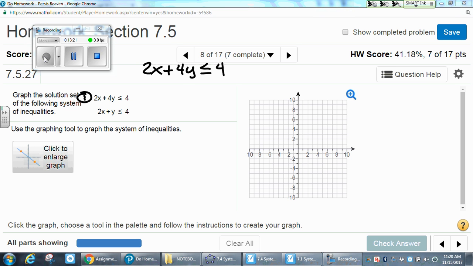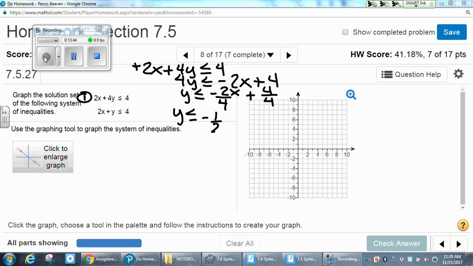So to solve for y, first we subtract 2x. And then we need to divide by positive 4, so there's no need to reverse the inequality symbol. So this will be y less than negative 1/2 of x, that's the slope, plus 1. So our y-intercept for this one is going to be (0, 1). And our slope is negative 1/2, so that means 1 down, 2 to the right.